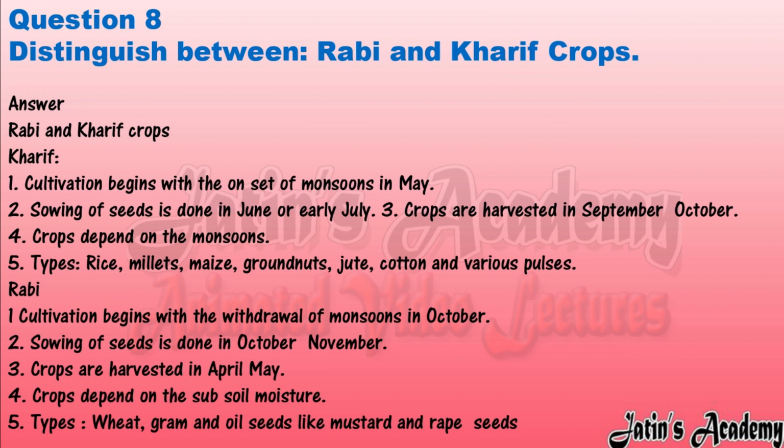Rabi: 1. Cultivation begins with the withdrawal of monsoons in October. 2. Sowing of seeds is done in October-November. 3. Crops are harvested in April-May. 4. Crops depend on the subsoil moisture. 5. Types: wheat, gram and oil seeds like mustard and rapeseed.